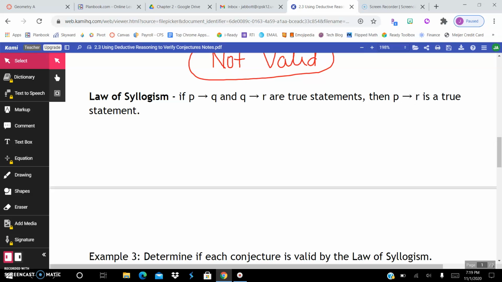And then lastly, we have the law of syllogism. It says that if "if P then Q" and "if Q then R" are true statements, then "if P then R" is a true statement. So basically, they both involve Q. And if they are both true statements, then we can take the hypothesis of the first one and the conclusion of the second one, and make a true statement.